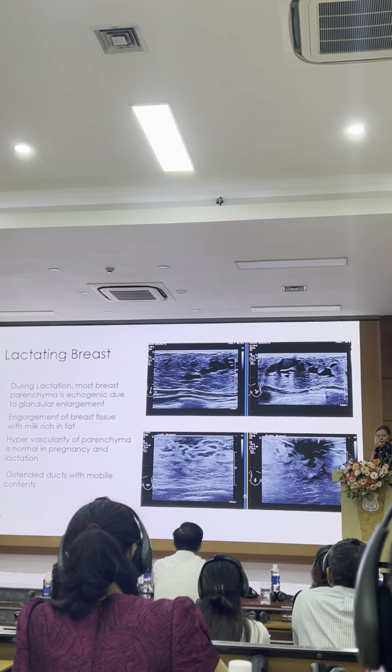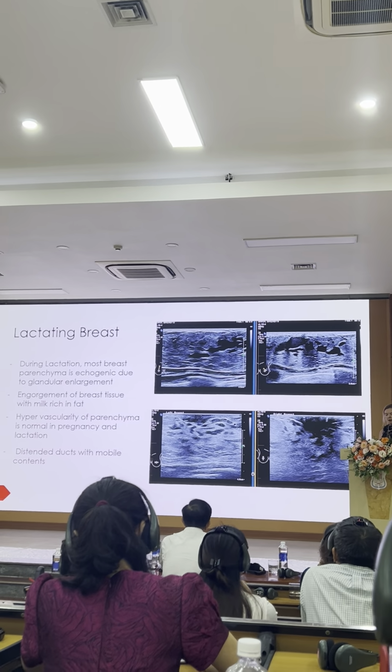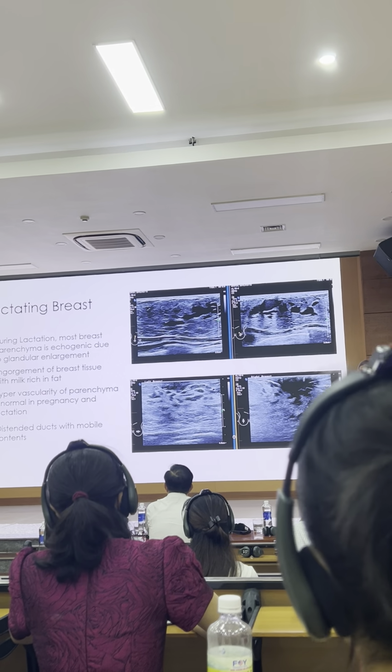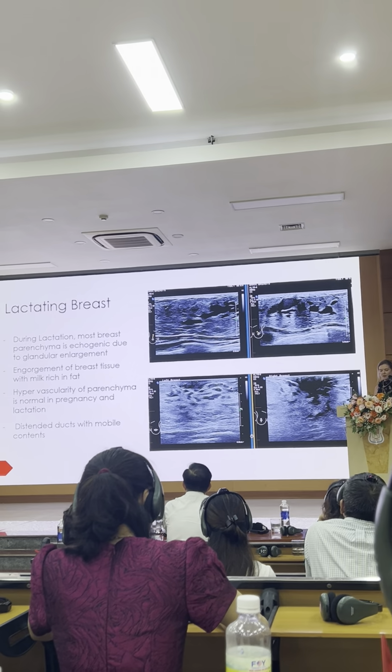During lactation, most breast tissue parenchyma is echogenic due to glandular enlargement. It becomes engorged with milk rich in fat. It's often hypervascular. You get distended ducts with mobile contents. These are very typical findings in lactation.